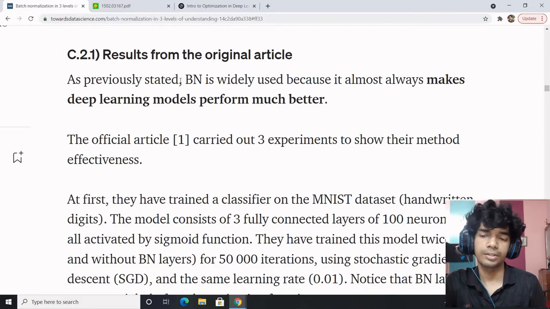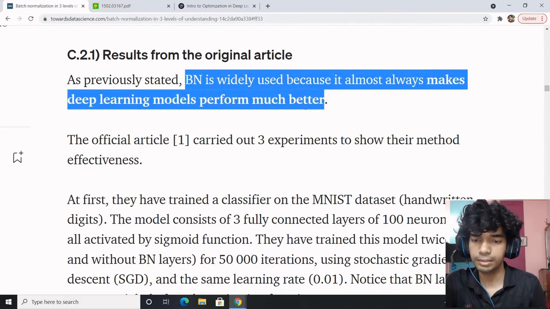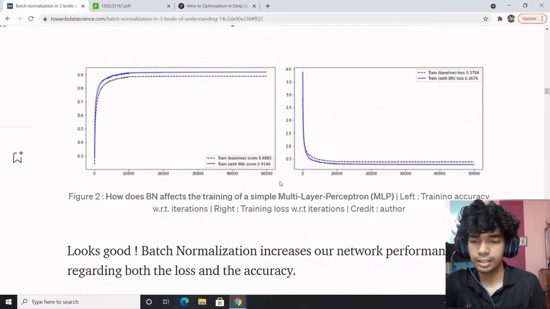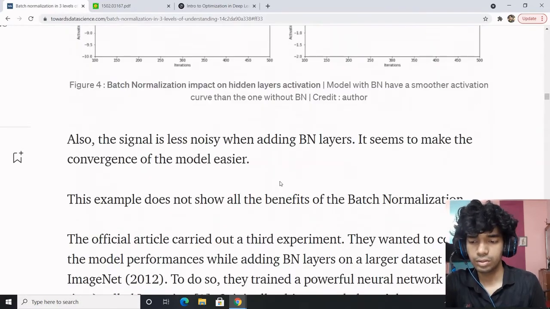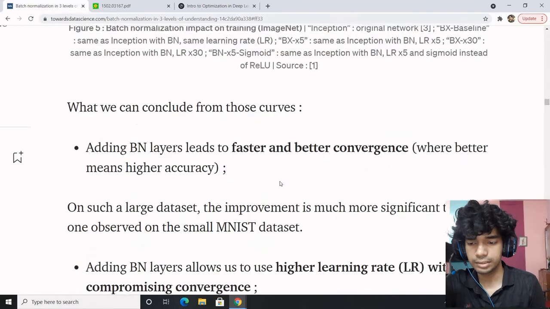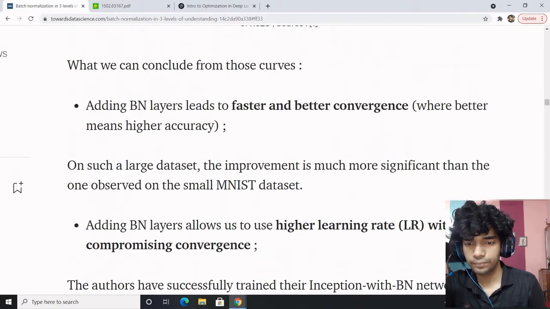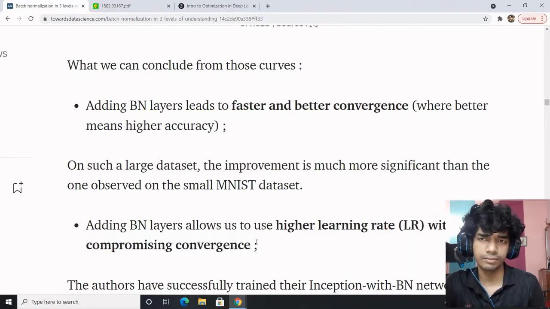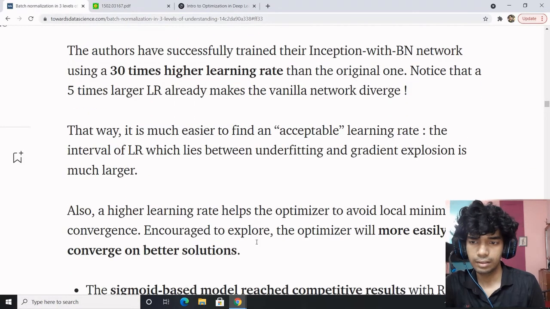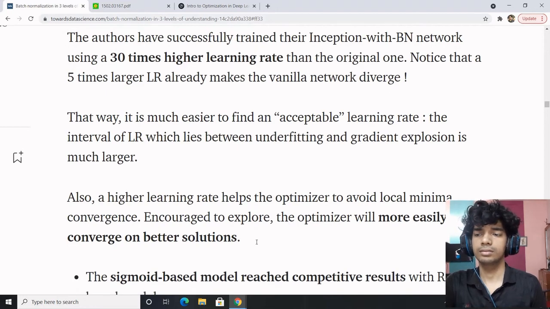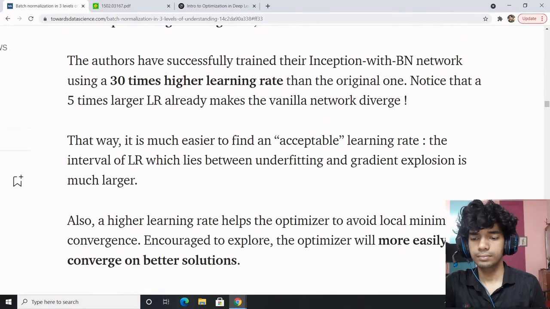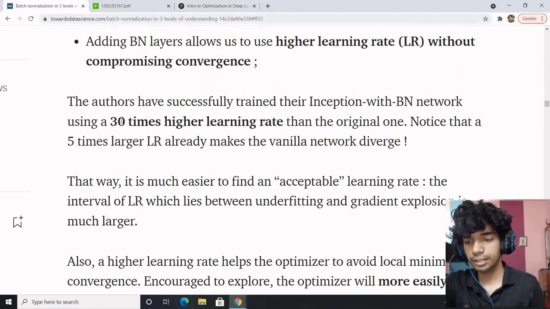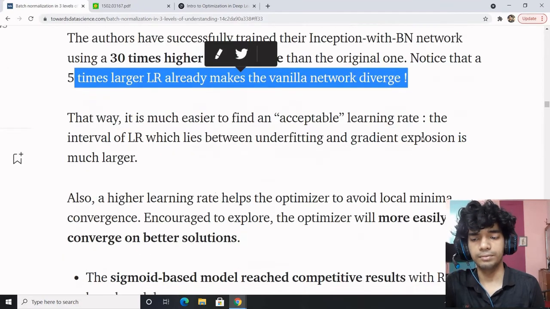So as stated, batch normalization is widely used because it makes deep learning models perform much better. And then we have, I think, the experiment results. Faster and better convergence, higher learning rate without compromising convergence. That is what it says. And how many times higher? 30 times higher learning rate than the original one. Notice that 5 times makes the vanilla network diverge. Absolutely.